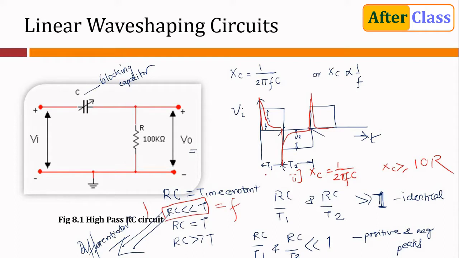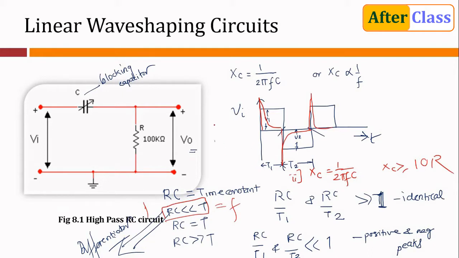Now what are the applications of the high pass RC circuit? The circuit with RC very much greater than T is employed in RC coupling of amplifiers where distortion and differentiation of the waveform is to be avoided. So if I take RC very much greater than T, the time period of the input signal, then it can be used for reducing the distortion in amplifiers. And if I take RC very much less than T, then it is used for triggering pulses in electronic circuits, for example multivibrators.